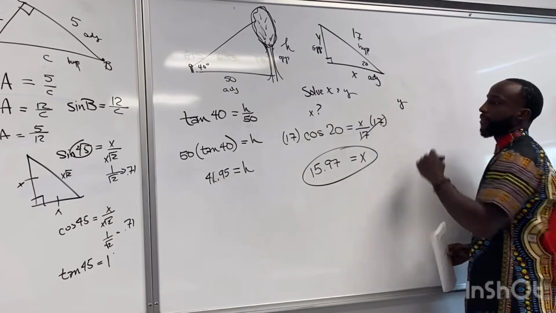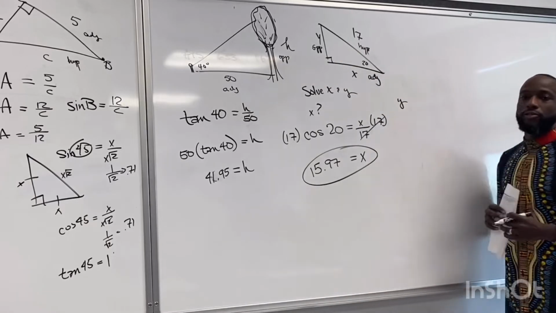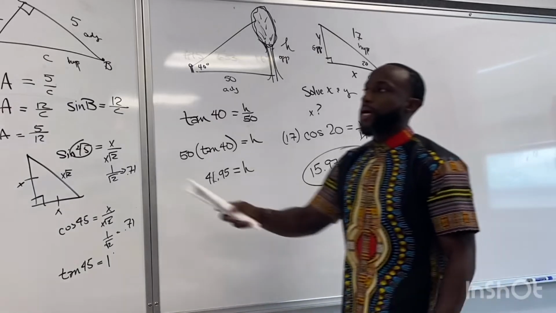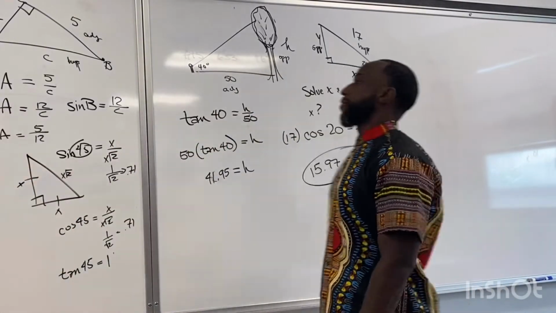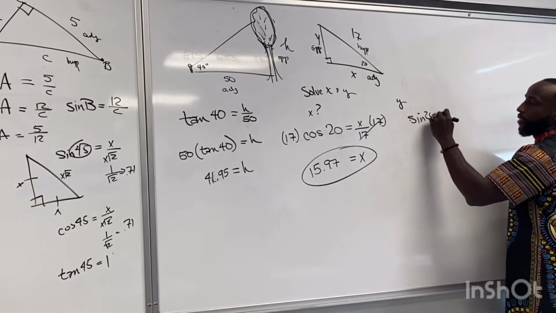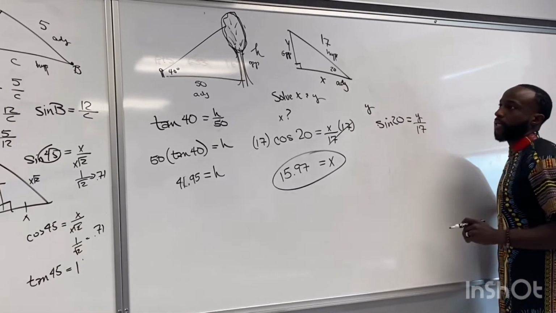Let's solve for y. Now, based on y and the hypotenuse, what trig identity is that? That's the opposite and the hypotenuse. Which one is opposite and hypotenuse? Sine. Right. So you're going to have sine 20 equals opposite over hypotenuse. Okay?